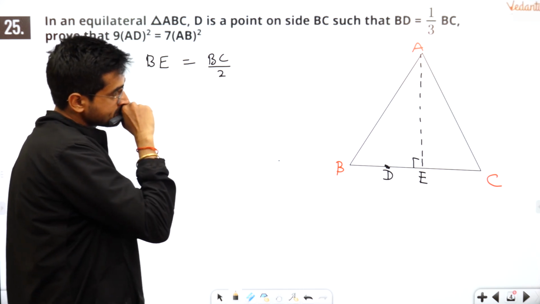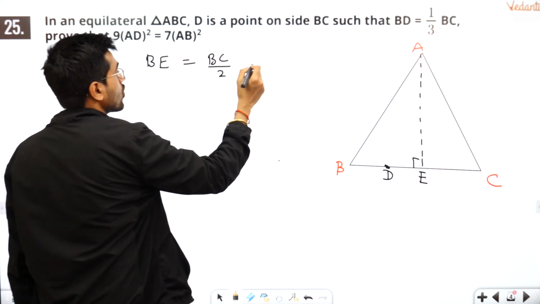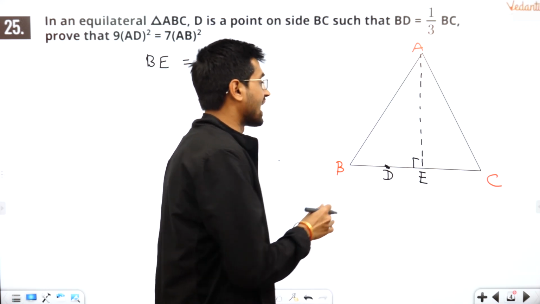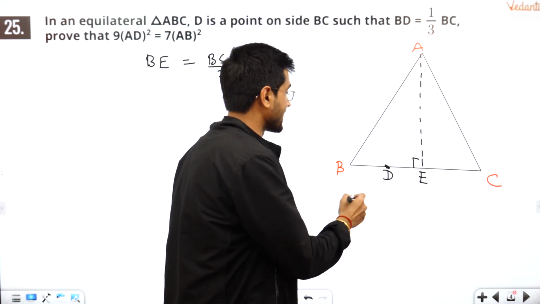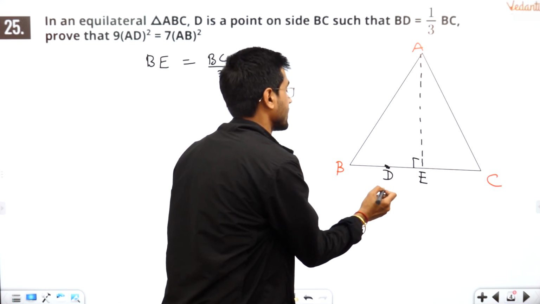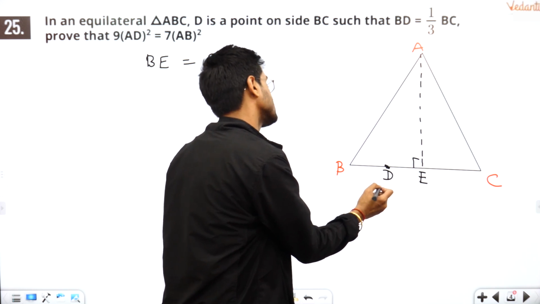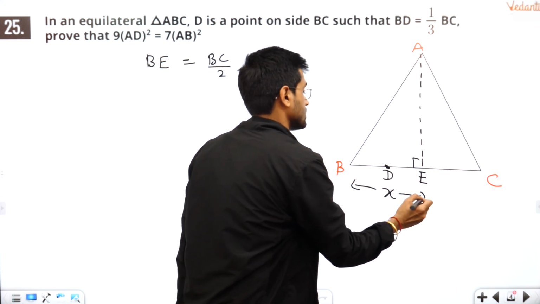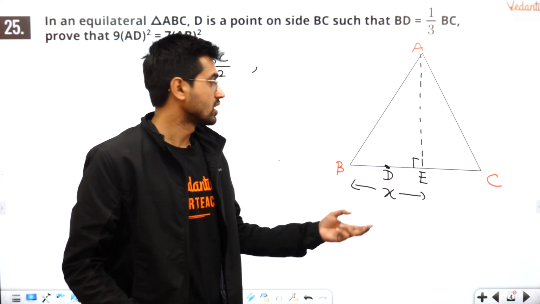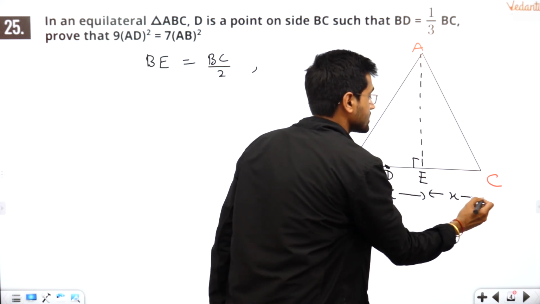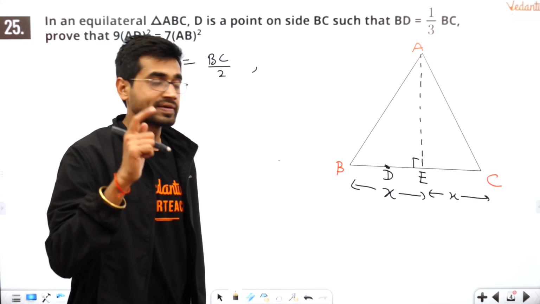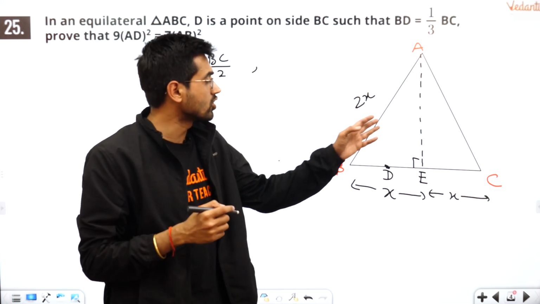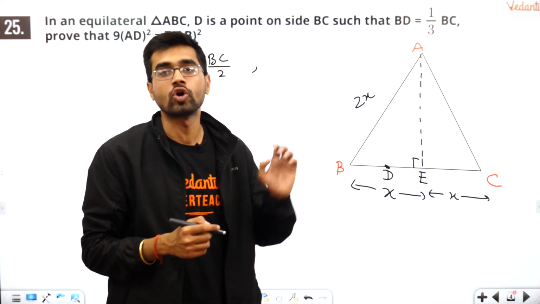AE I do not know, but I know this is an equilateral triangle. So let us take BE as x. This means EC is also x, correct? So what will be AB? 2x, because it is an equilateral triangle, so BC, AB and AC all are equal.